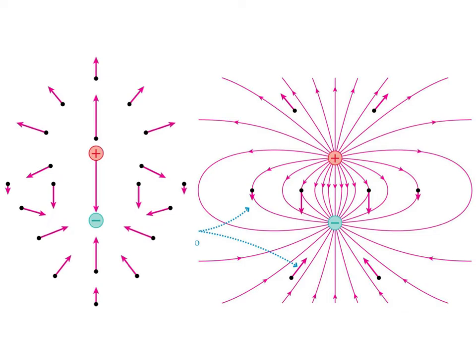Right now, notice how complicated the field is, except in the two very simple cases we did. On the axis is very simple, and all on the perpendicular bisector is very simple. Everywhere else, it's a bit of a mess.